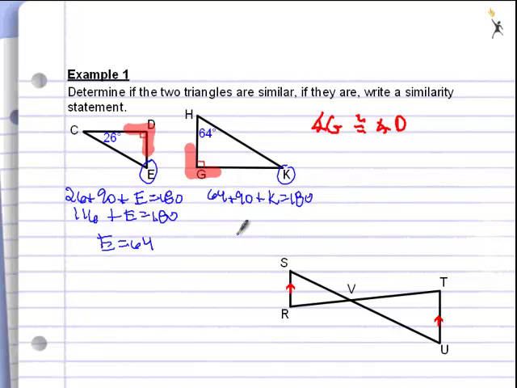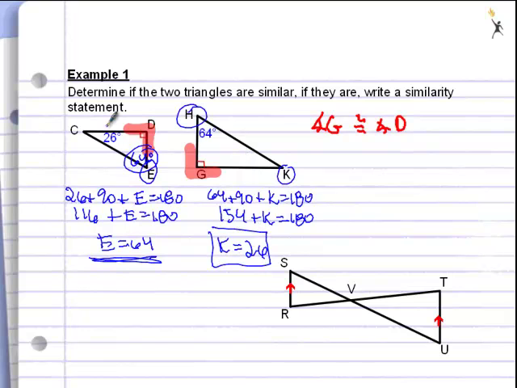And then I'm going to solve for k very quickly, but hopefully you noticed something already. 64 and 90 is 154 plus k equals 180. Now if I subtract 154 from both sides, I get k equals 26. Now I hope you noticed something very interesting. I hope you noticed that angle E is 64 degrees, and that is actually congruent to angle H. Maybe you solved for k already, but you should still notice k is congruent to angle C because it's 26 degrees.